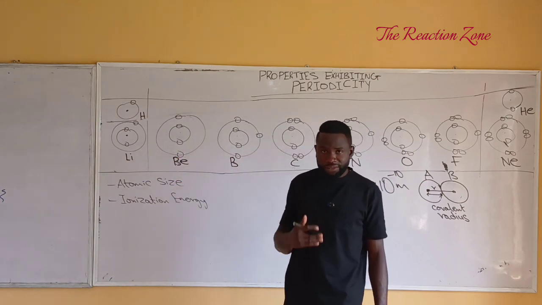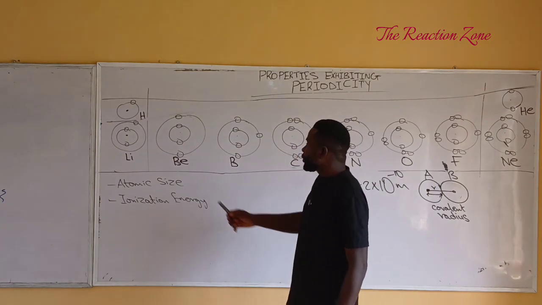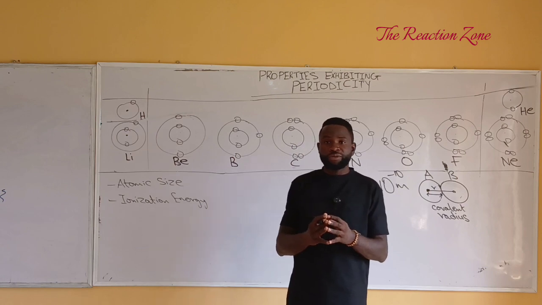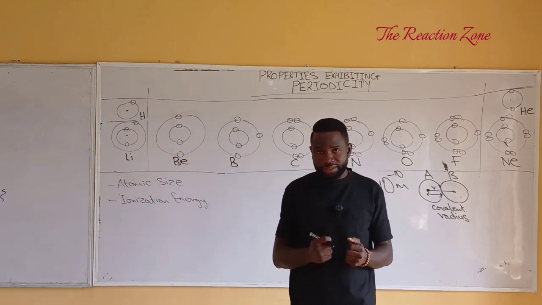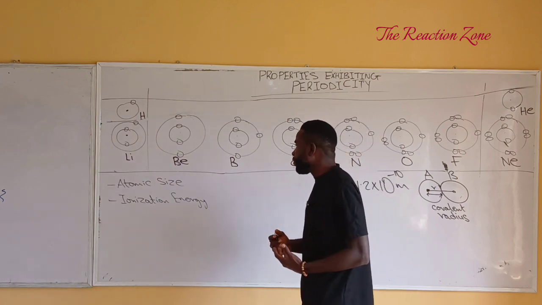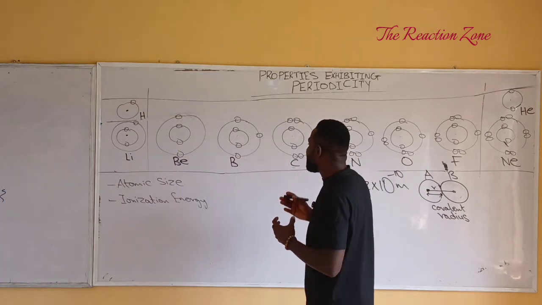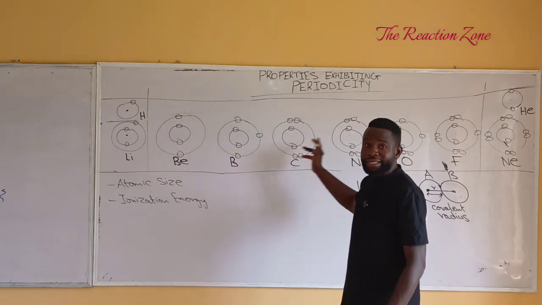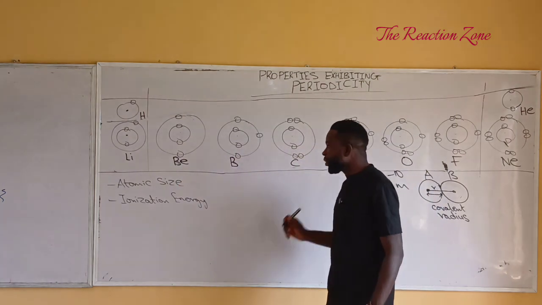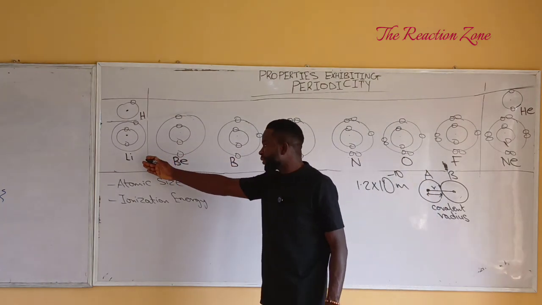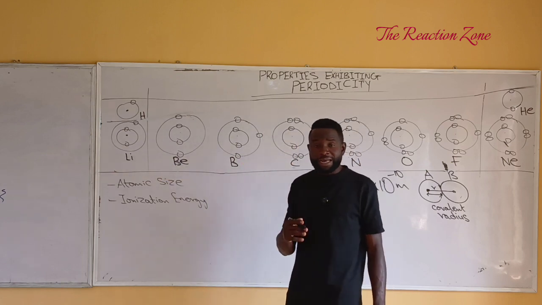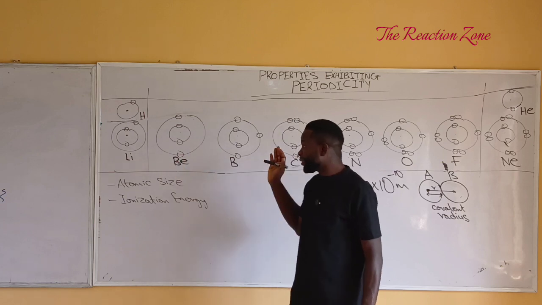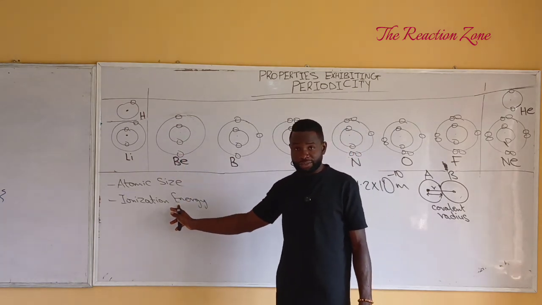Now, what that means is that as you move from left to right across the period, the force of attraction of the nucleus for the electrons increases. And what this brings about is a shrinking or a contraction in size of atoms as you move from left to right across the period. So because of the increase in nuclear charge across the period, as well as the increase in effective nuclear charge across the period as you move from left to right, atomic size decreases.